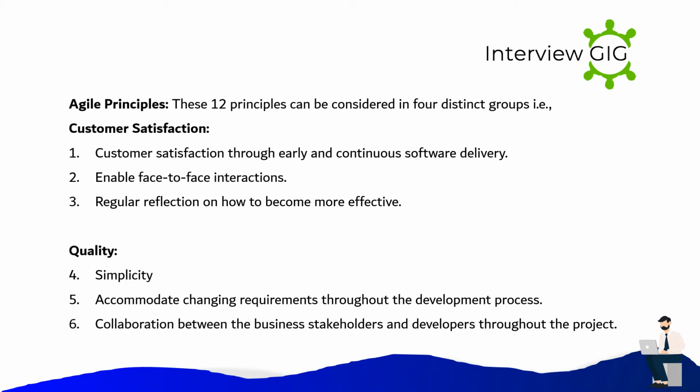Agile principles. These 12 principles can be considered in 4 distinct groups. Customer satisfaction. 1. Customer satisfaction through early and continuous software delivery. 2. Enable face-to-face interactions. 3. Regular reflection on how to become more effective. Quality. 4. Simplicity. 5. Accommodate changing requirements throughout the development process. 6. Collaboration between the business stakeholders and developers throughout the project.